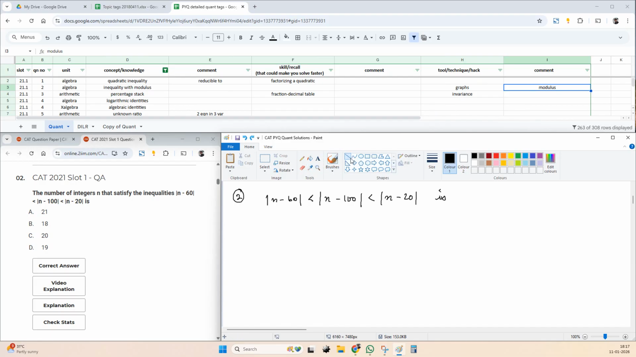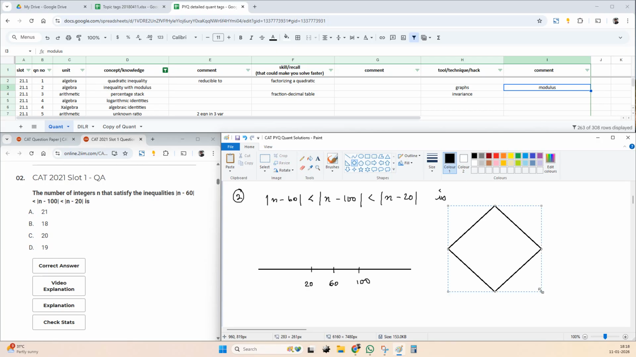What would I do with whatever knowledge and expertise I have? If I see this, I will just graph this immediately like this. I will have my number line. I will put down my 20, 60 and 100. So let's say 20, 60 and 100 like this. And my |n − 20| graph, just to draw it easily with my paint tools, I'm going to prefer to just take this. This is easier.